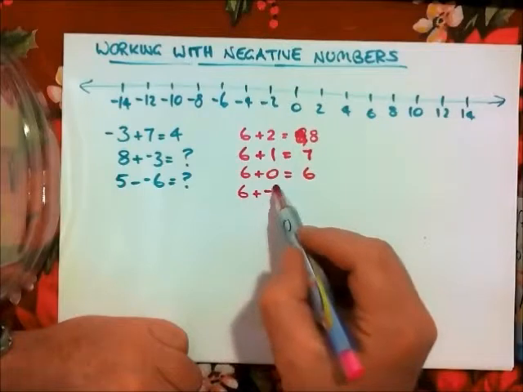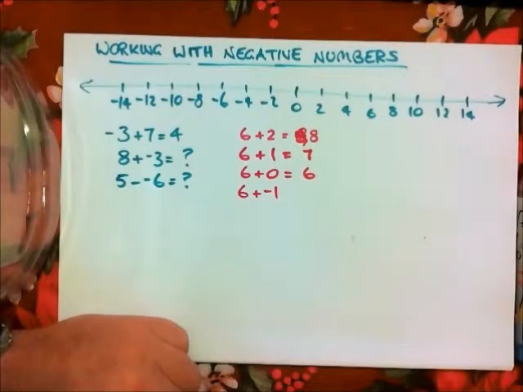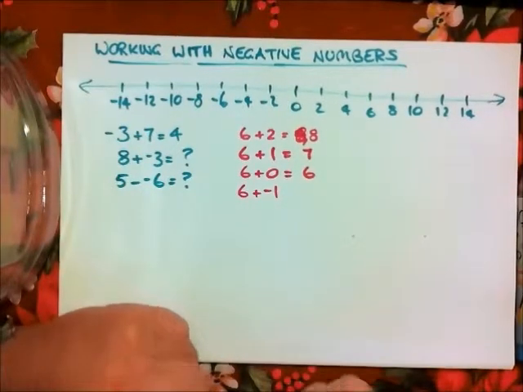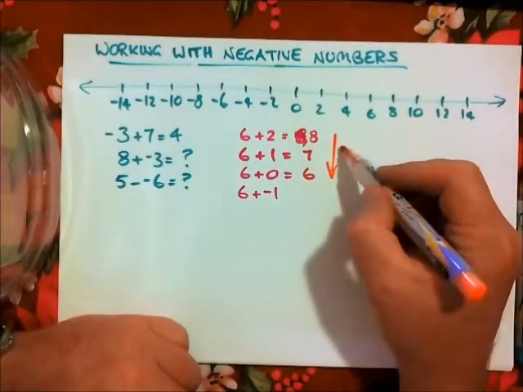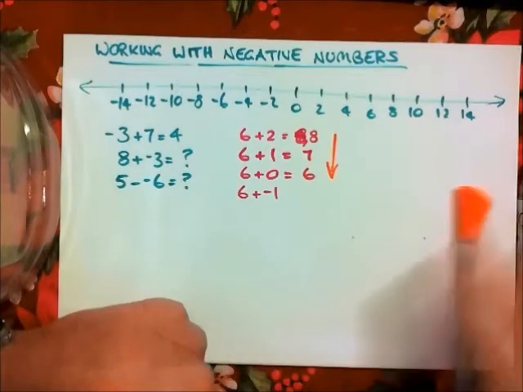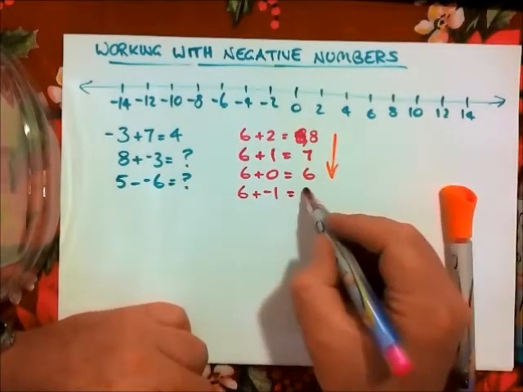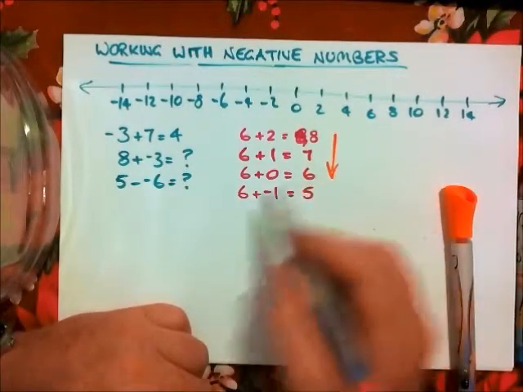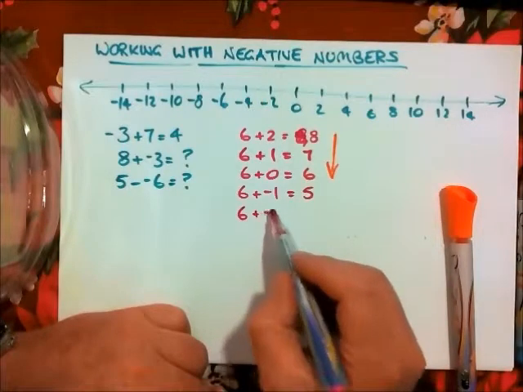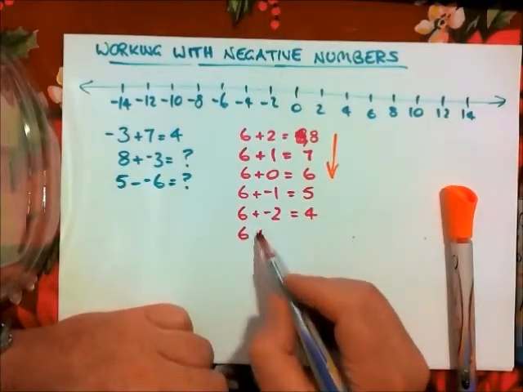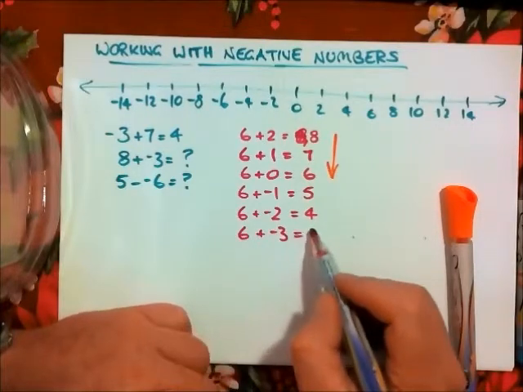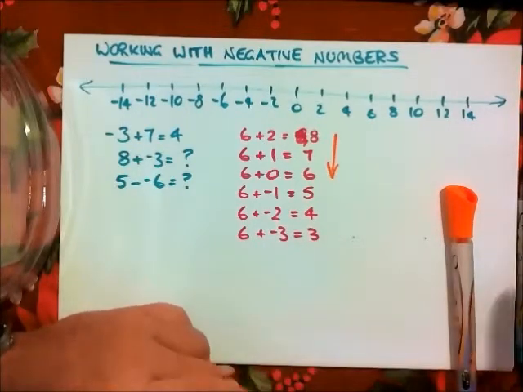So 6 plus -1, let's drop down 1 from 0. What on earth could the answer be? Remember what happened there? Our answer dropped down 1 each time. So this answer has to be 5, following the pattern. Now try 6 plus -2, drop our answer down 1, 4. 6 plus -3, drop our answer down 1, 3.